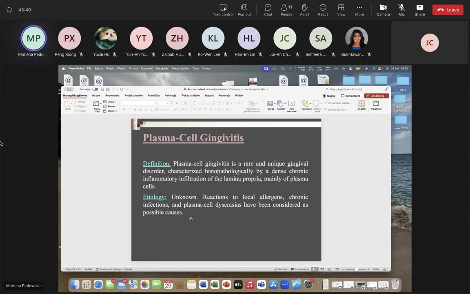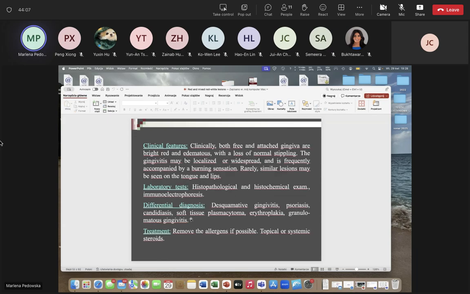Plasma cell gingivitis is also a rare and unique gingival disorder characterized histopathologically by a dense chronic inflammatory infiltration of the lamina propria, mainly plasma cells. Usually the etiology is unknown, but it's a reaction to local allergens, and chronic infections and plasma cell crisis have been considered a possible cause.